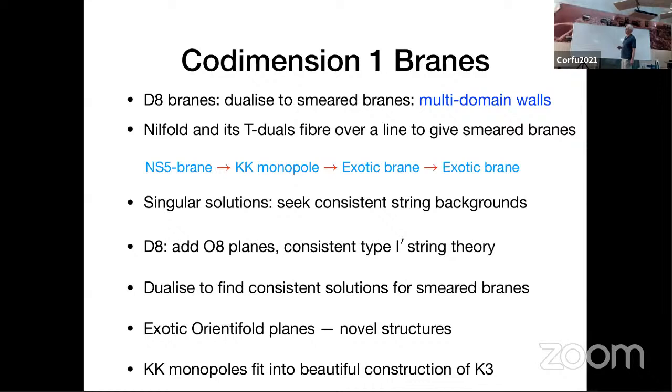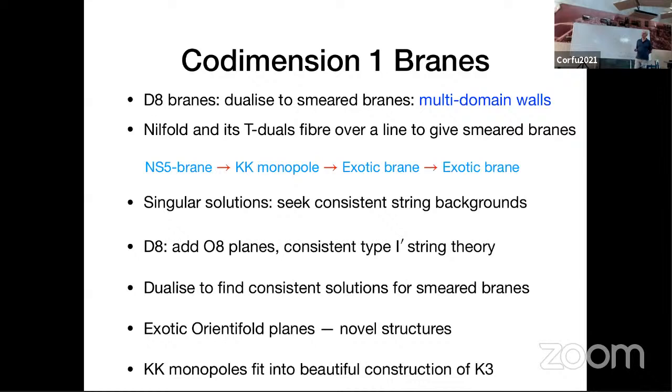However, these are all singular solutions as far as supergravity solutions go. So one needs to go further to seek consistent string backgrounds. For the D8 brane, one adds O8 planes, and these are incorporated in a consistent formulation, which is called the type I prime string theory, which I'll remind you what that is in a moment. And the idea is to dualize this to find consistent solutions for the smeared branes. And this involves the orientifold planes being dualized to give some exotic new structure, which is a little surprising. It isn't what you'd naively expect from simply dualizing the supergravity solutions.